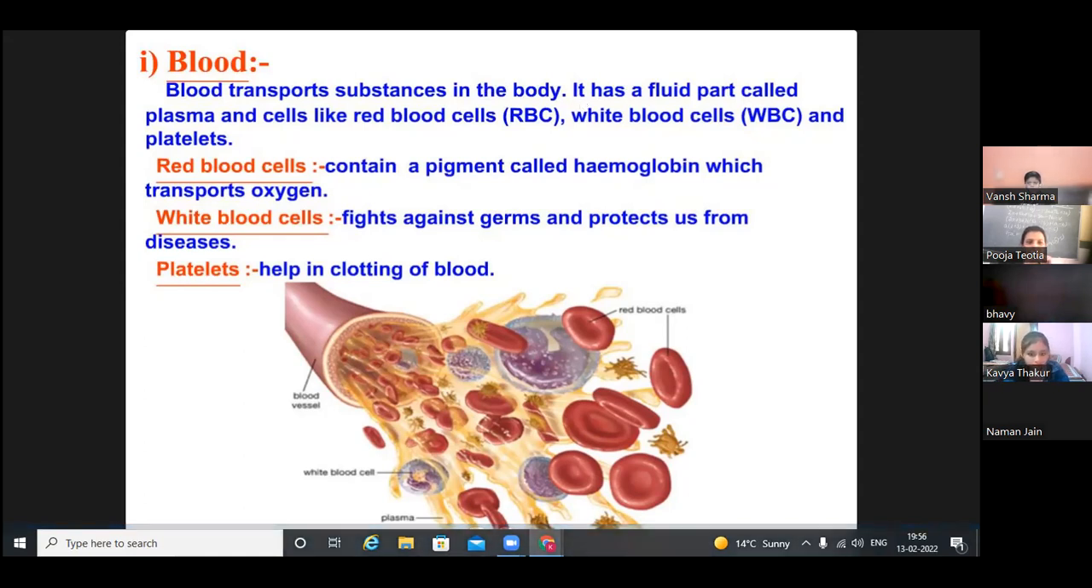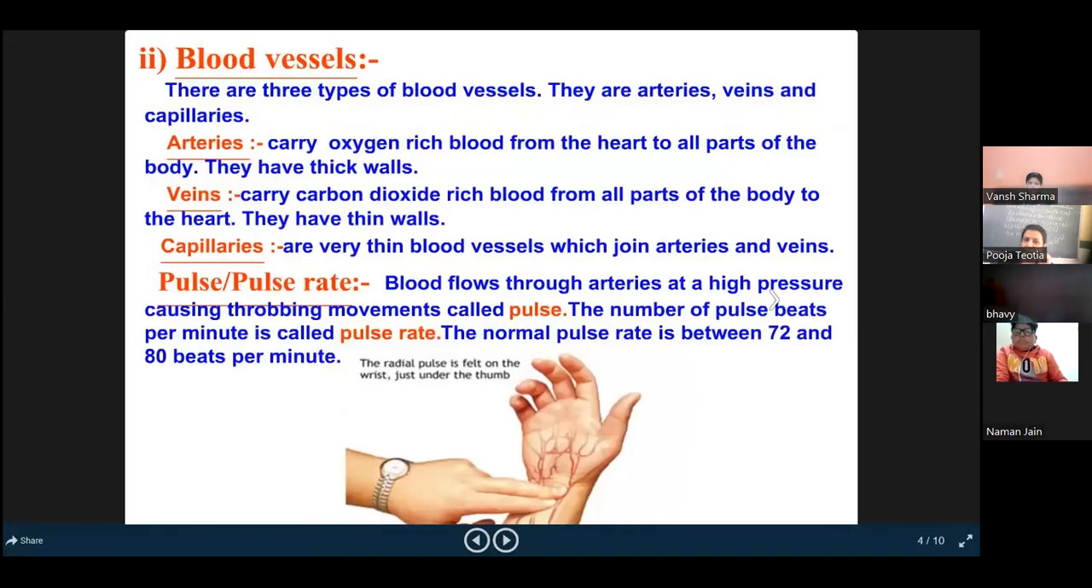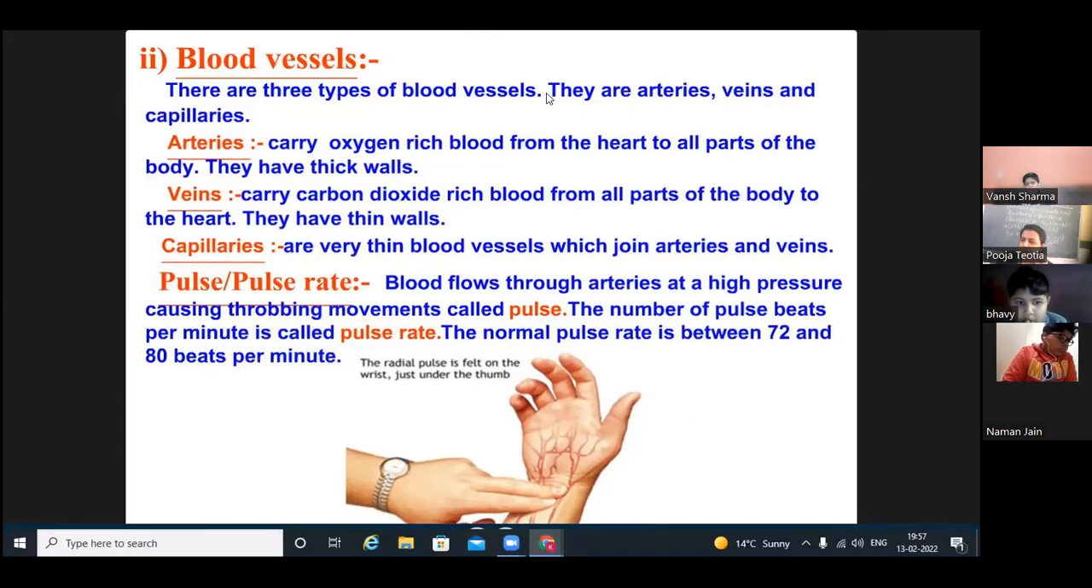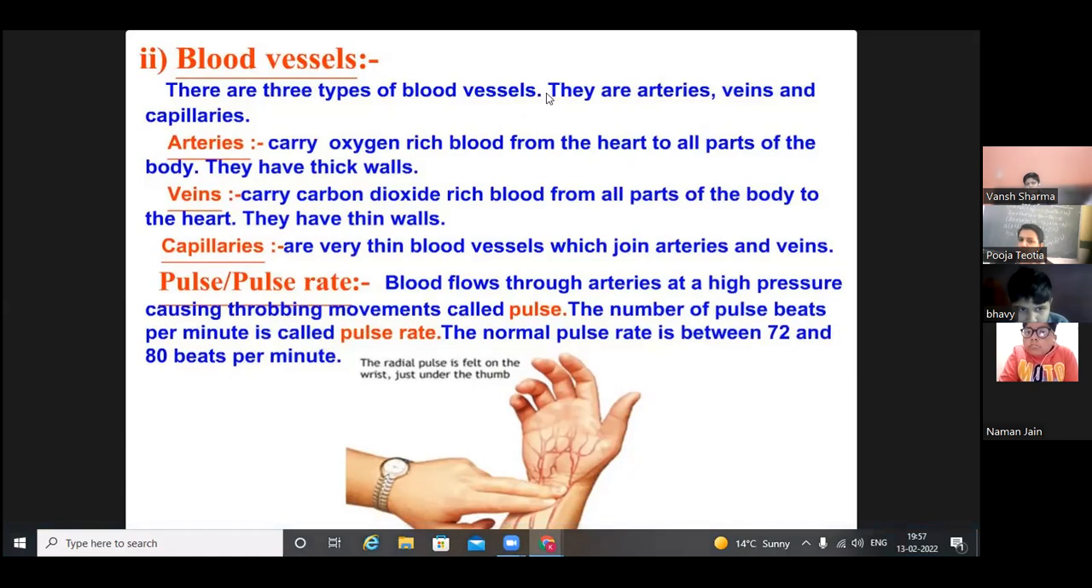Okay, so you have seen the functions of the blood: RBCs, WBCs and platelets. I hope it is clear to you. If anything is not clear, you may ask. Is it clear? Okay, let's move to the next slide. RBCs contain a red color pigment, WBCs fight against diseases and platelets help in clotting the blood. Next, how does this blood flow? What is the system of flowing the blood?